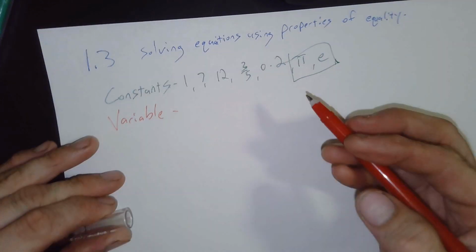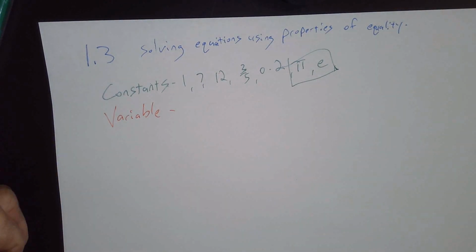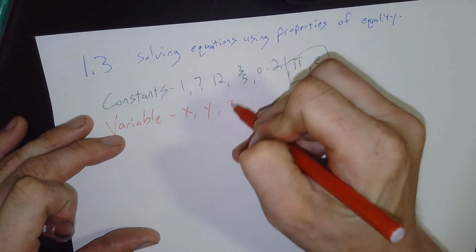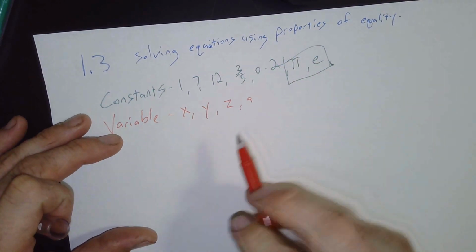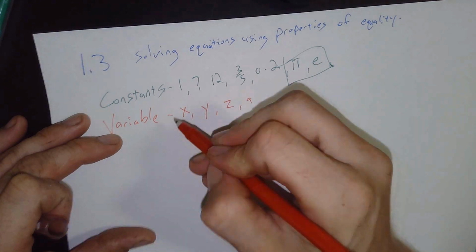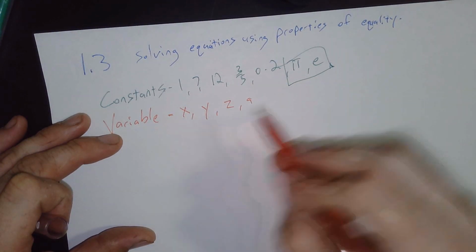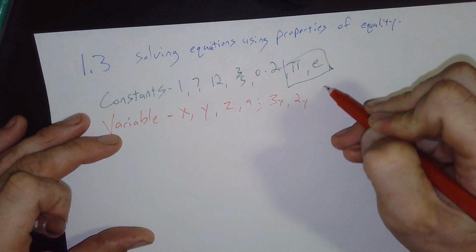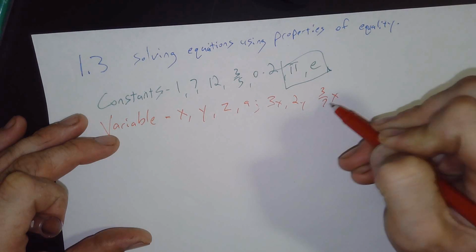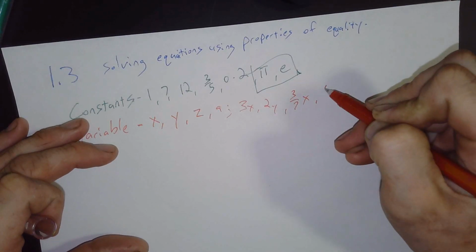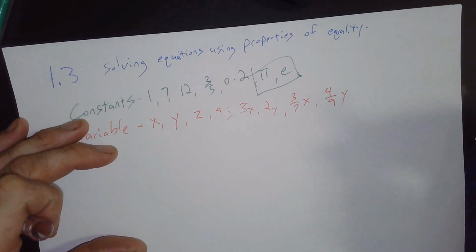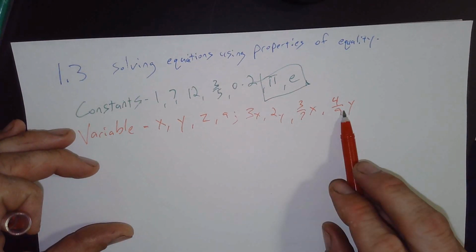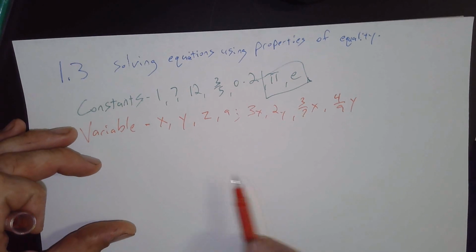A variable term has unknowns in it, usually x or y, sometimes z, sometimes a, and sometimes there are numbers in front of it, like 3x or 2y or 3/7 x, or 4/9 y.